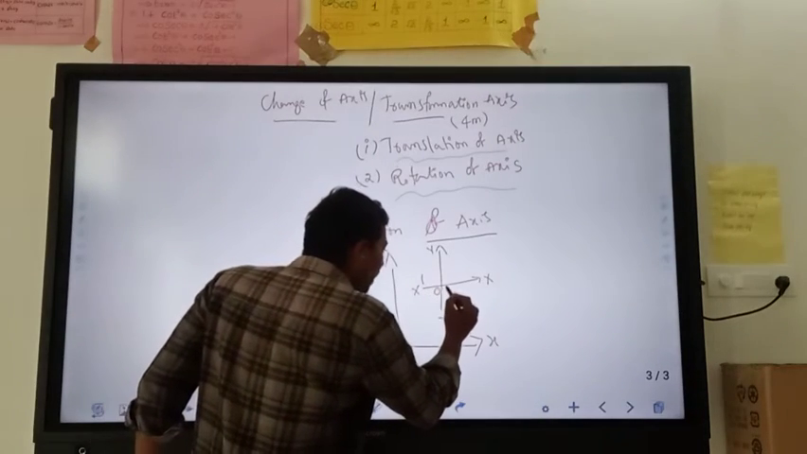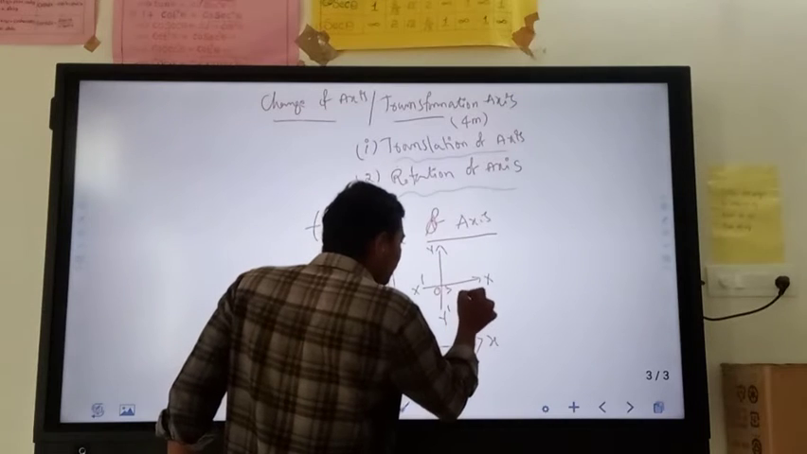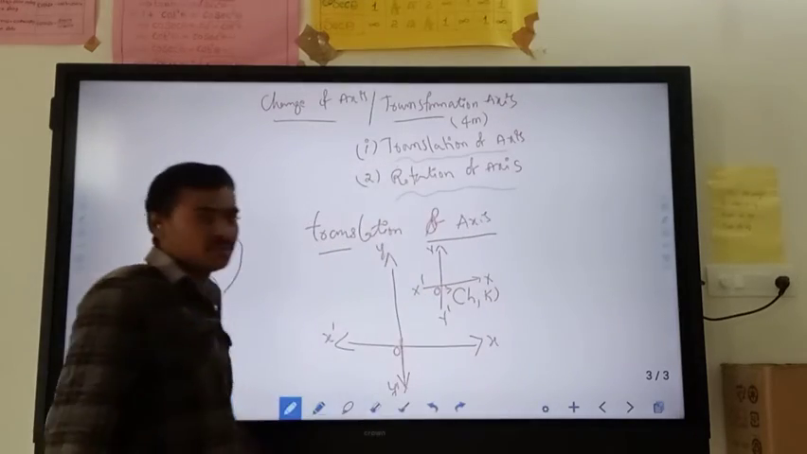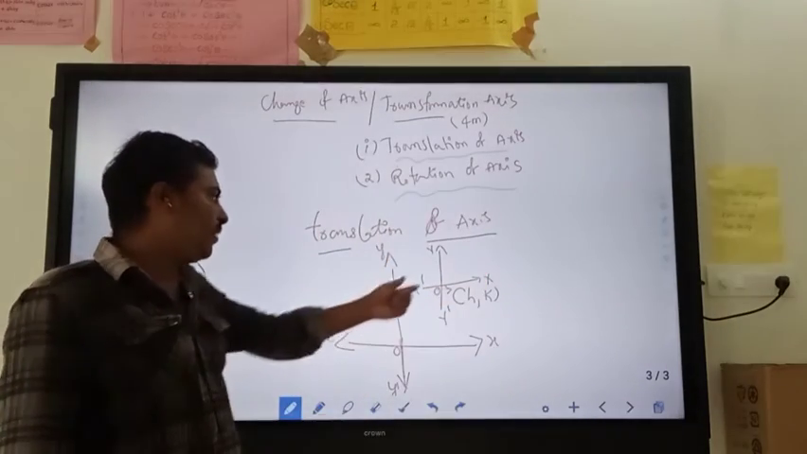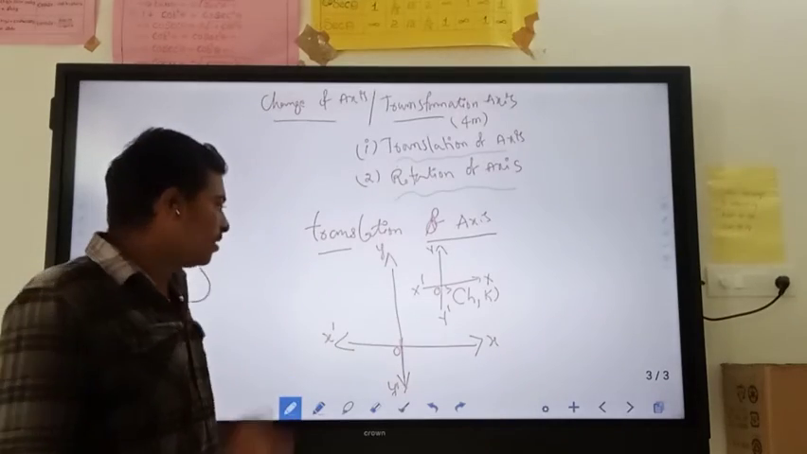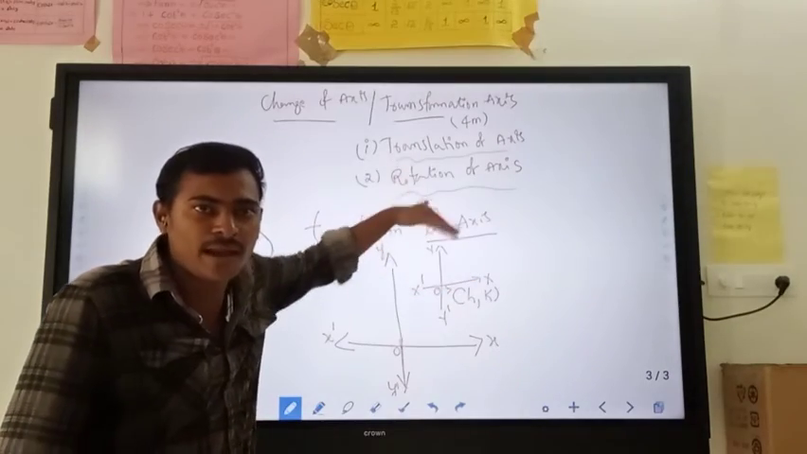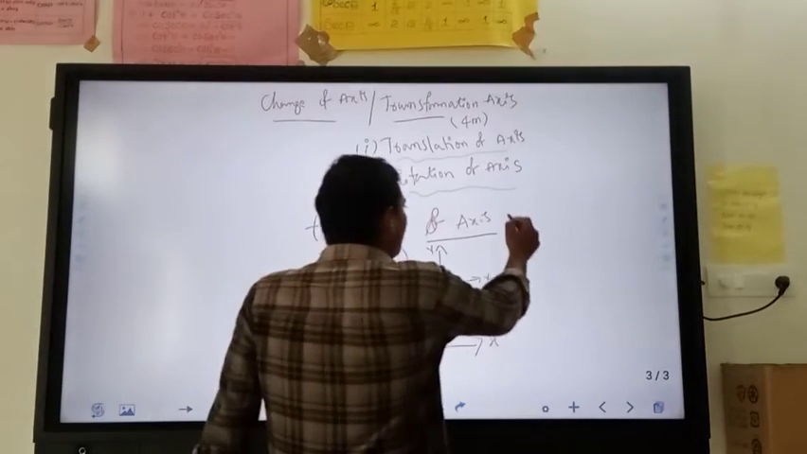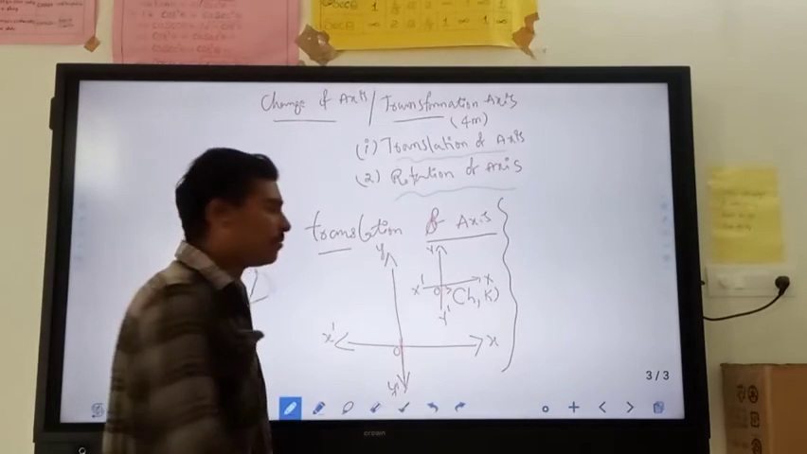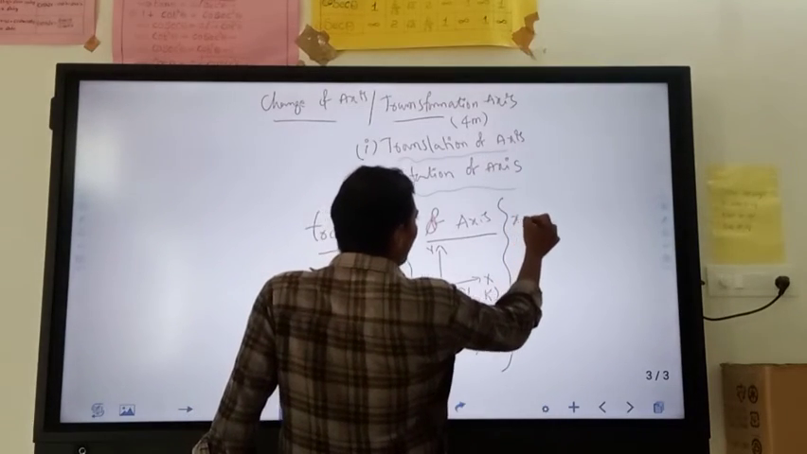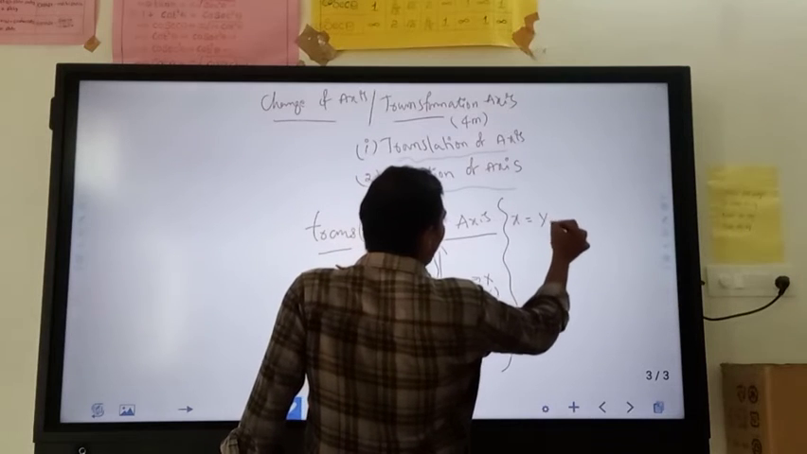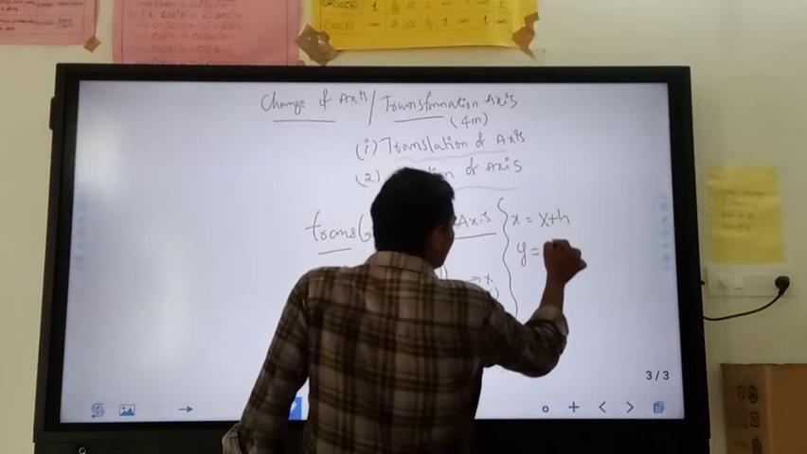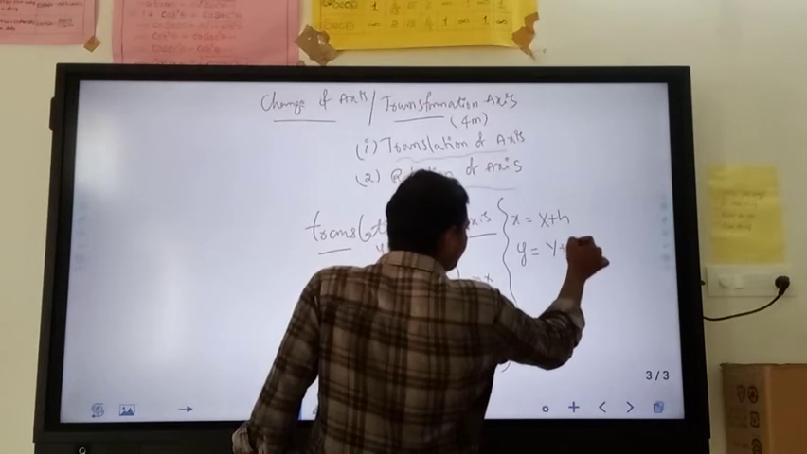Now the origin is moving, and the new origin is h comma k. The newly shifted intersection of the lines is h comma k. So the origin moves to another point, which is h comma k. Based on this we have two formulas: small x equals capital X plus h, and small y equals capital Y plus k.